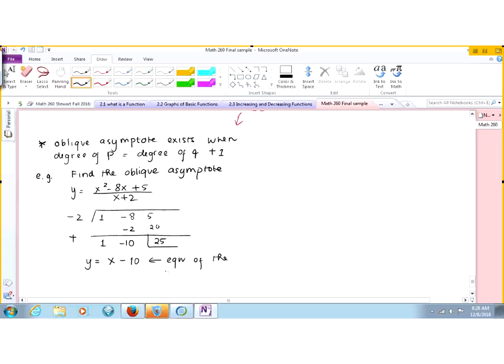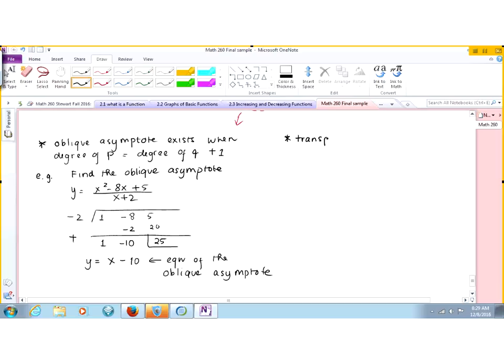So this is the equation of the oblique or slant asymptote. Oblique or slant is the same. Because we usually have horizontal and vertical, right? So this is a slant asymptote. Okay, so those are from chapter 3. Let's look at chapter 4. Do you remember what chapter 4 is?